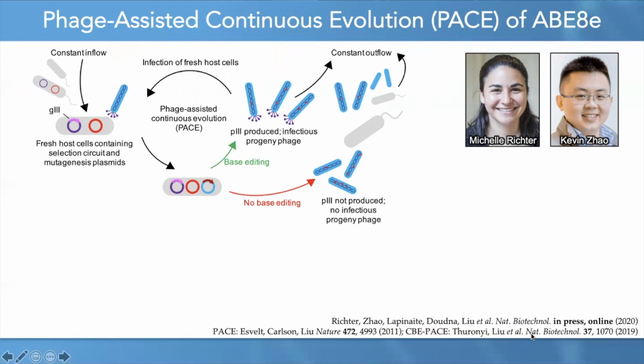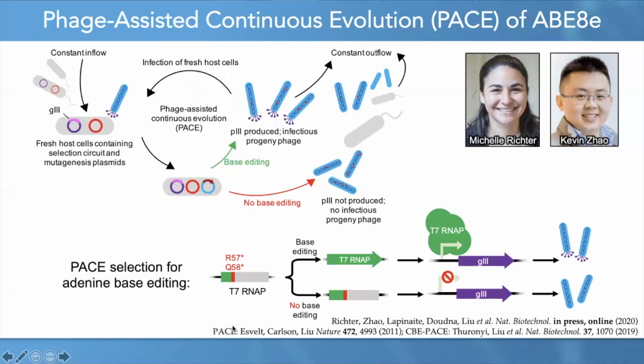The capabilities of base editors have been expanded by our lab and others since their original development. One recent Liu lab story that I would like to highlight is the phage-assisted continuous evolution of ABEs, led by postdoc Michelle Richter and graduate student Kevin Zhao. Using this system, commonly known as PACE, Michelle and Kevin were able to rapidly evolve new ABEs with greatly improved editing activity. They used a selection scheme that required the correction of 2 stop codons in a T7 polymerase gene to permit the replication of phage-encoding evolving ABE variants.